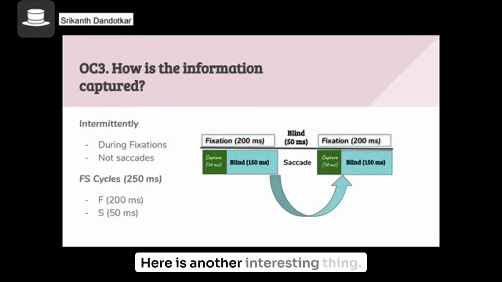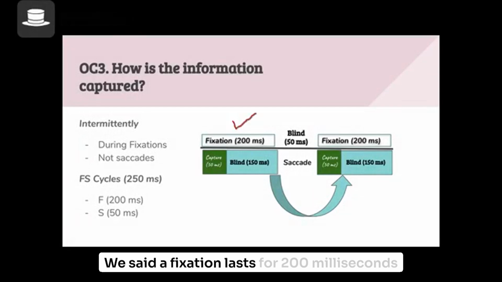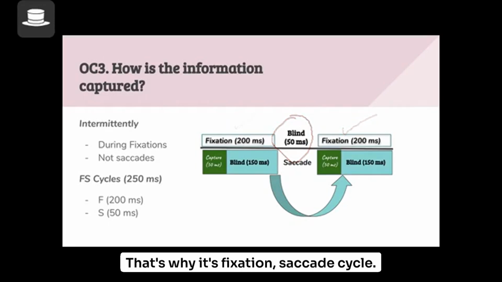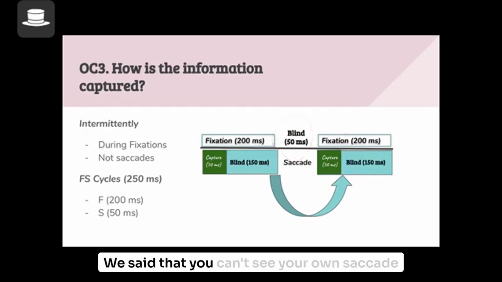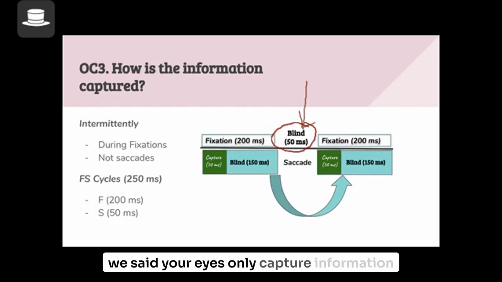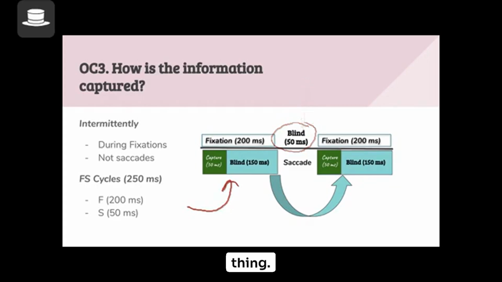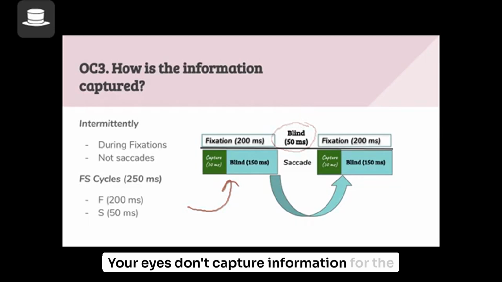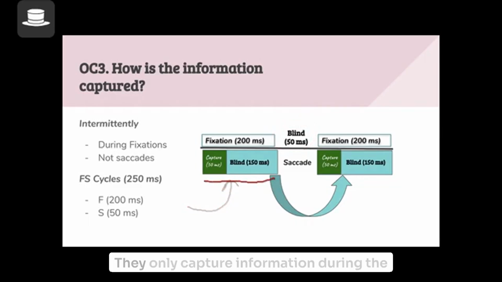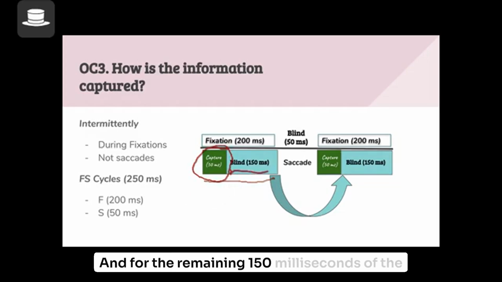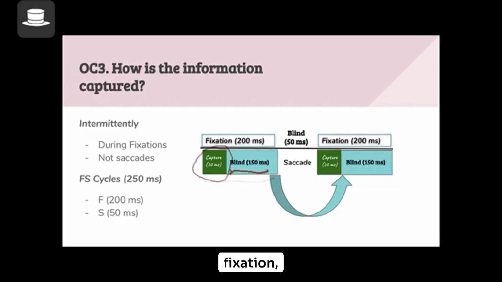Now here is another interesting thing. We said fixation lasts for 200 milliseconds, followed by a saccade, which lasts for 50 milliseconds, and the process continues. That's why it's the fixation-saccade cycle. We said that you can't see your own saccade because your eyes are blind at that point. So we said your eyes only capture information during fixation, which is for 200 milliseconds. But here's another interesting thing. Your eyes don't capture information for the entire 200 milliseconds. They only capture information during the initial 50 milliseconds. And for the remaining 150 milliseconds of the fixation, your eyes are blind again.